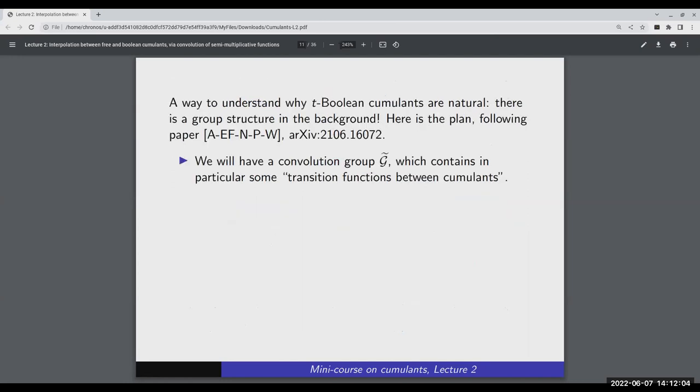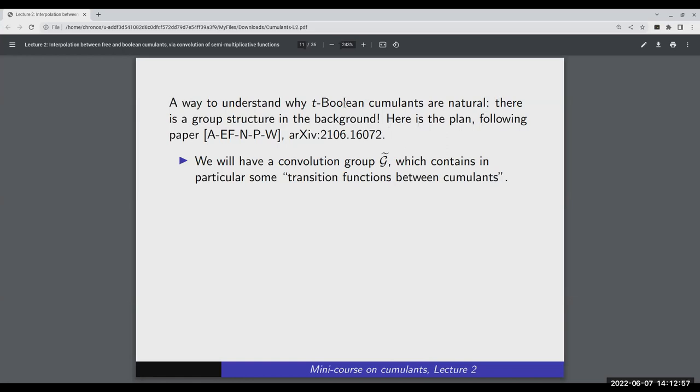This is what they did, but the angle which I use is discovering that these t-Boolean cumulants are really natural from a different angle, a combinatorial angle, if you want. Let me mention that what I'm doing in today's talk follows a paper from last year, a paper by five authors: Adrian Celestino, Kurusch Ebrahimi-Fard, myself, Daniel Perales, and Leon Witzman, who was at that time an undergraduate research student.